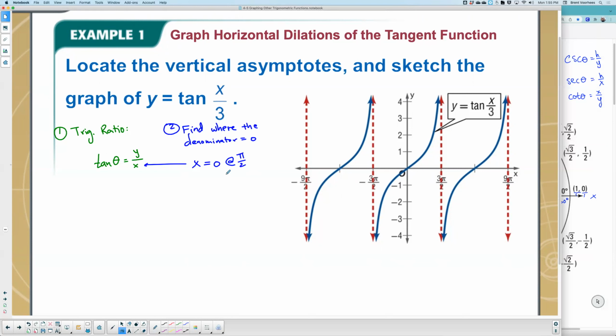Now here's what that means. Tangent has an asymptote at pi over 2 if it had 0 transformations. With 0 transformations, tangent's first asymptote is at pi over 2. We're going to have transformations. So step 3, I want you to apply horizontal transformations.